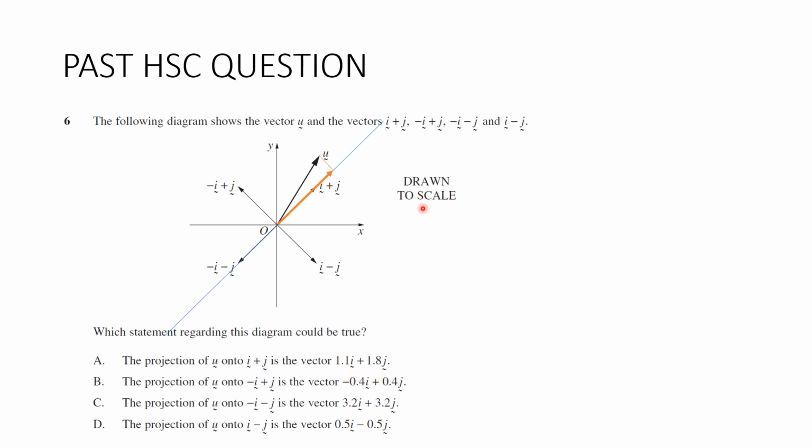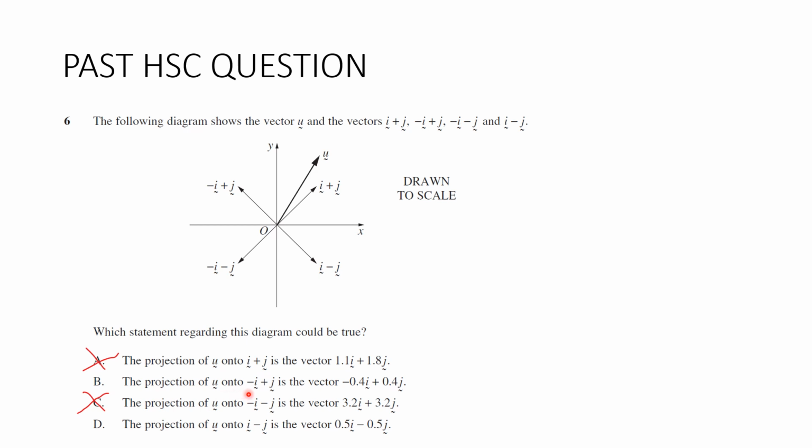And this is curious. This diagram is drawn to scale. So remember, this point here is (1, 1) because it's i plus j. So could this vector here be 1.1i plus 1.8j? No, it couldn't be. So A is out. Now let's look at C because we're projecting onto negative i minus j, which is this vector here. How do we project u onto that vector? We want the length of this shadow, but we want it in this direction. So it's actually going to be this vector here. Okay, could this vector be 3.2i plus 3.2j? No. So it's out. Let's try B.